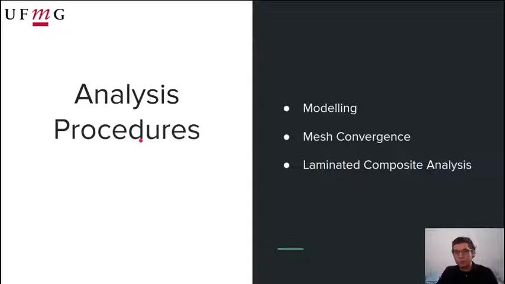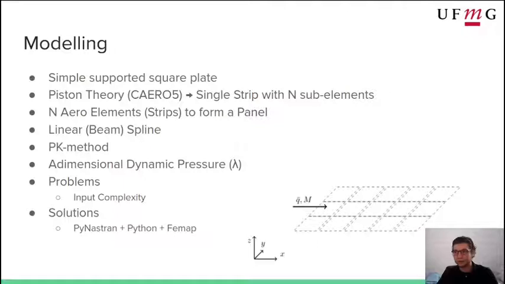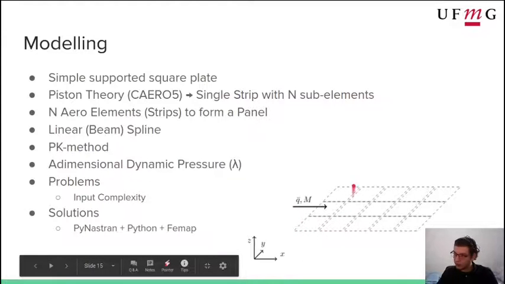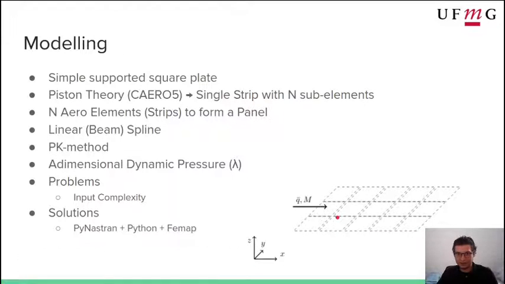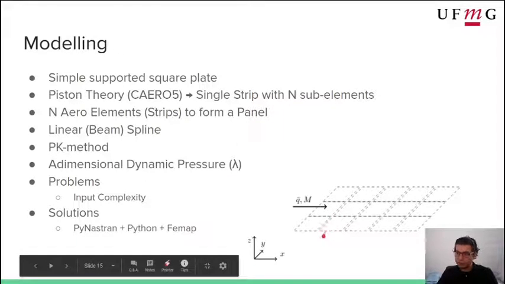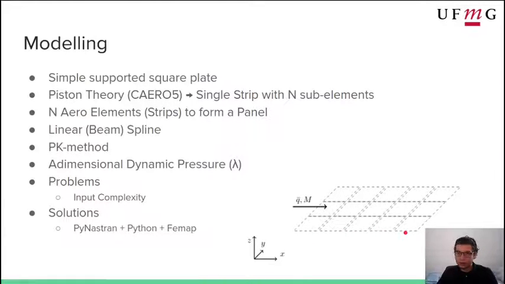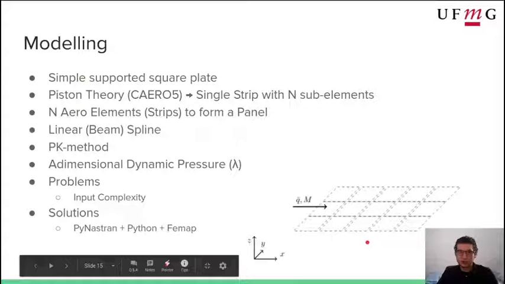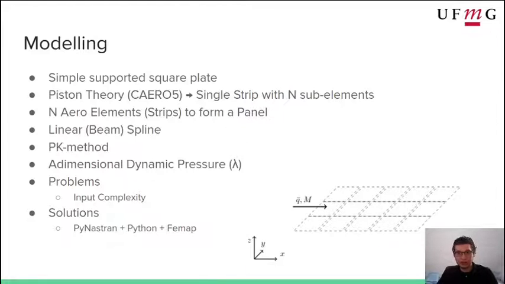So, to complete our objective, we modeled the problem in NASTRAN, performed the mesh convergence procedure, and then proceeded with the analysis of the laminated composite plate. We modeled a simply supported square plate utilizing the NASTRAN aerodynamic element that has strips of sub-elements, and to achieve significant model representativeness, those elements must be placed side by side to represent a single panel. At this point, a linear spline in each element is used, connecting the adjacent structural nodes.